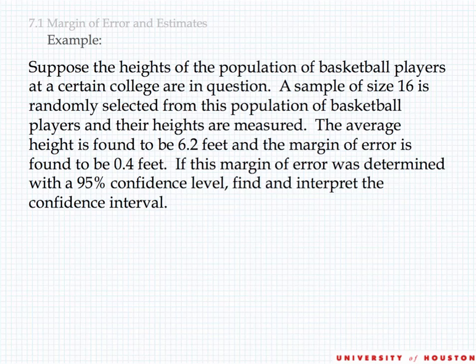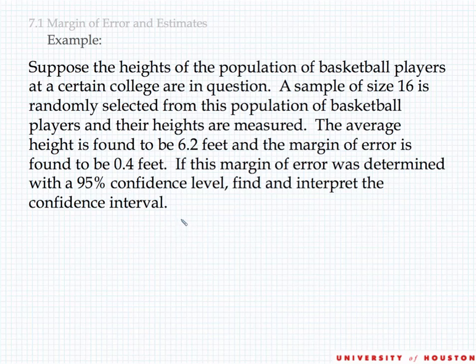For example, suppose the heights of the population of the basketball players at a certain college are in question. A sample of size 16 is randomly selected from this population of basketball players and their heights are measured. The average height of this sample is 6.2 feet, and the margin of error is found to be 0.4 feet. If this margin of error was determined with a 95% confidence level, find and interpret the confidence interval.